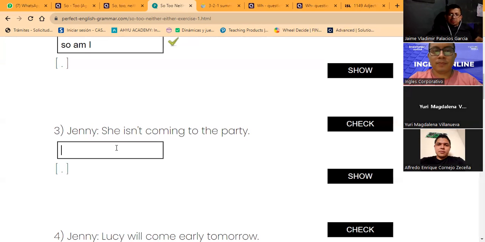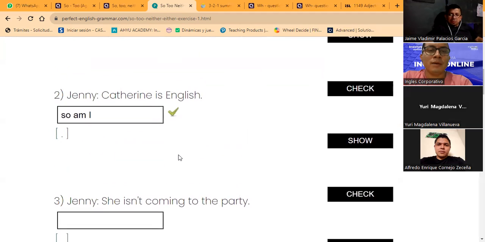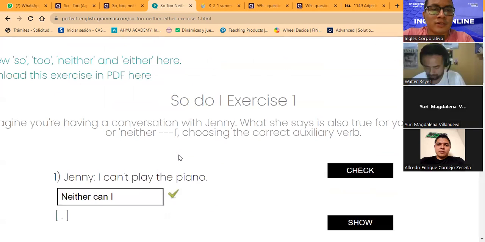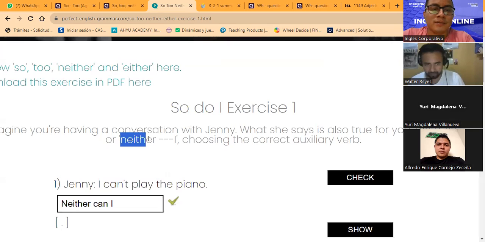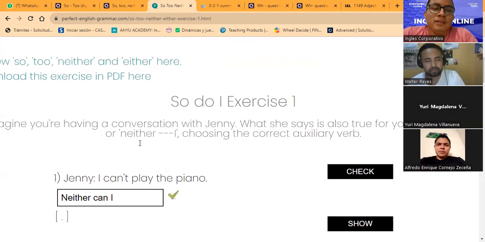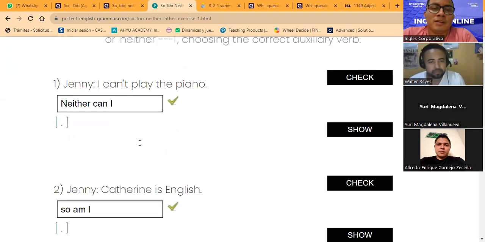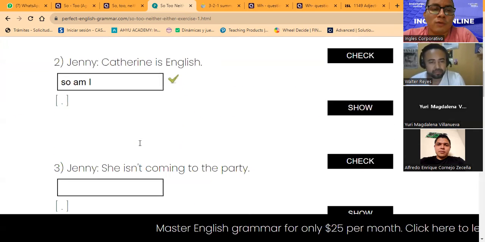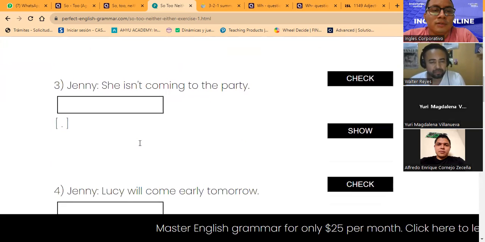Jaime? She isn't either. That is an option, correct. But we need to follow the instruction that says we have to use neither. You see, the instruction says use neither, it says here. So because the instruction says use neither, doesn't say use either, we're going to follow the instructions. So what do we say then? She isn't coming to the party. So what do I say to express agreement?